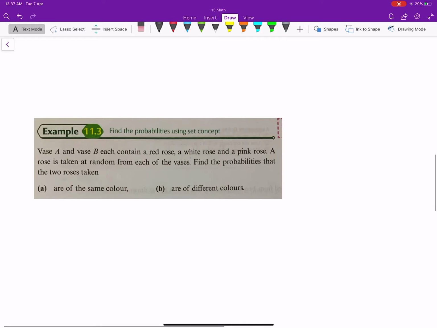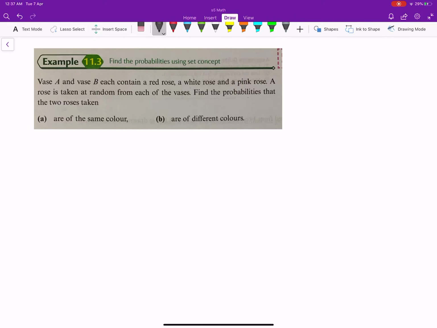Okay, so now let's go to this example. Vase A, vase B, each contain a red rose, a white rose, and a pink rose. Means, you get a vase A. There are 3 roses in vase A, and there are also 3 roses in vase B. So now, if a rose is taken at random from each of the vases, then find the probability that the 2 roses taken are of the same color.